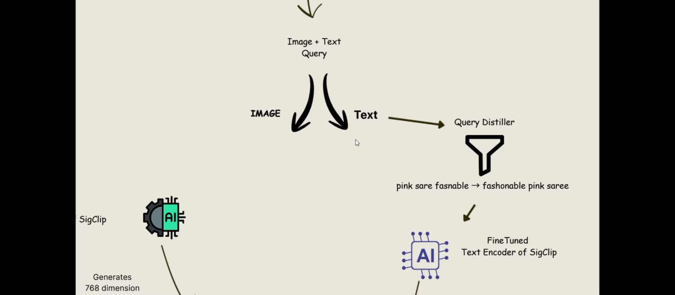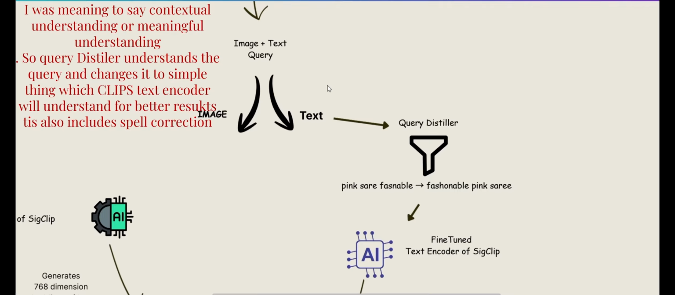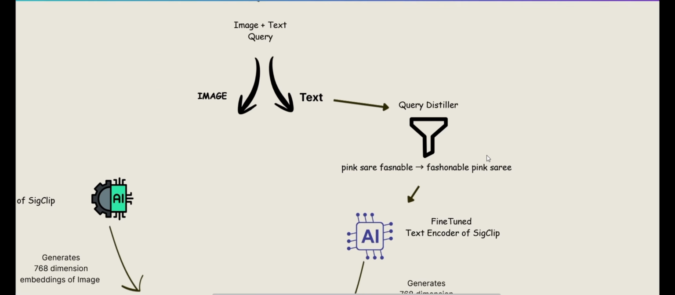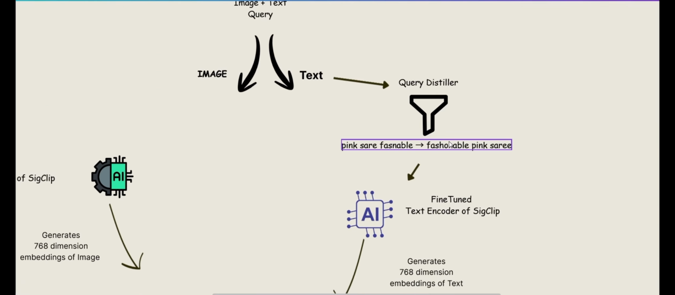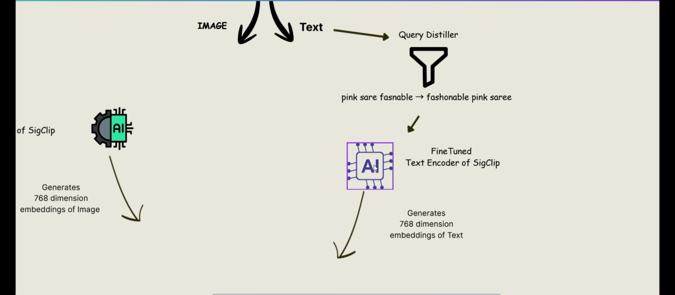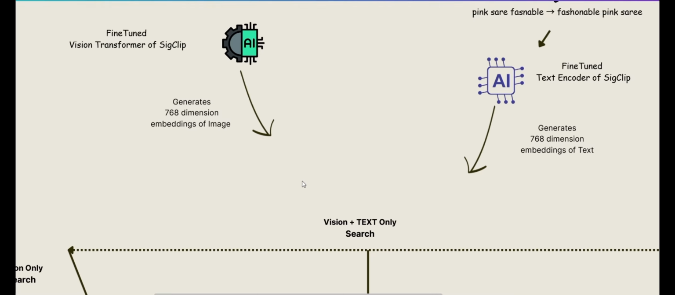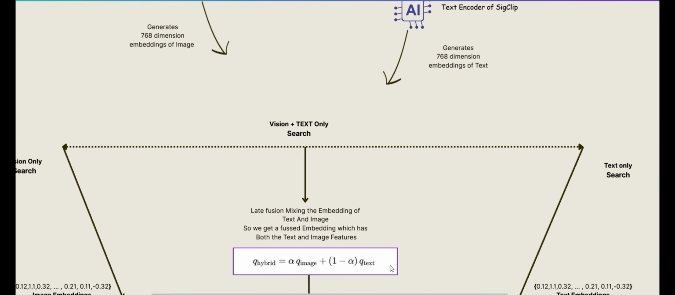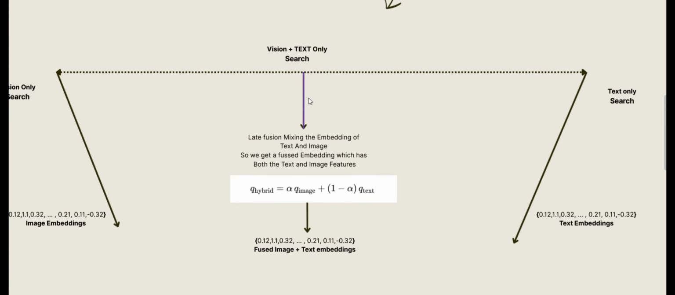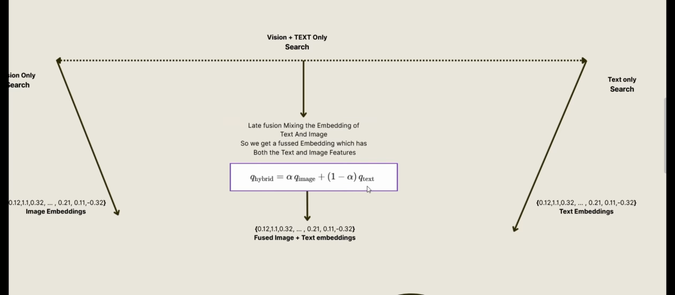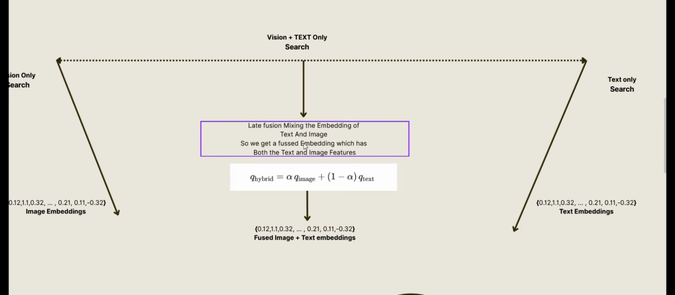For the text encoder, what I found out was that like Word2Vec and GPT, the CLIP text encoder does not have semantic understanding, so the prompt has to be clear. So I have added a query distiller which corrects the misspellings and all that and makes the prompt good, so it can easily go to the text encoder of SigLIP. Both of these will generate the embeddings based on image and based on text. And as we have done the contrastive pre-training, the image embeddings and text embeddings should be more aligned towards each other. So with that thought, I have decided to take a weighted average of both the embeddings for the vision plus text search that we did when we use image and text both.